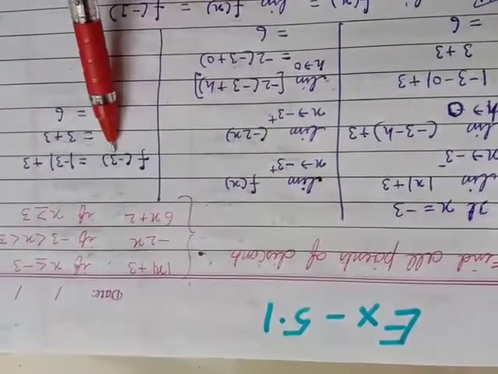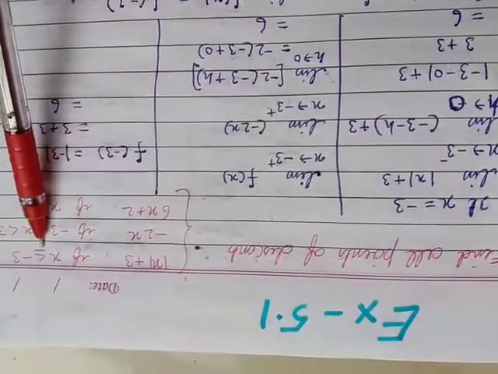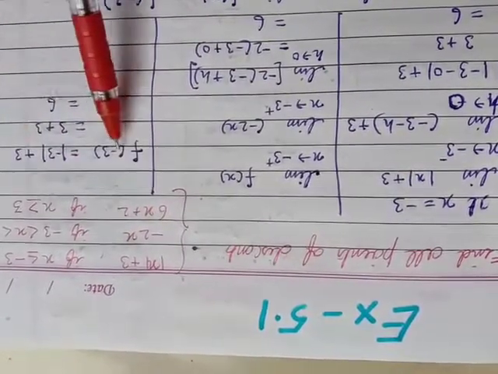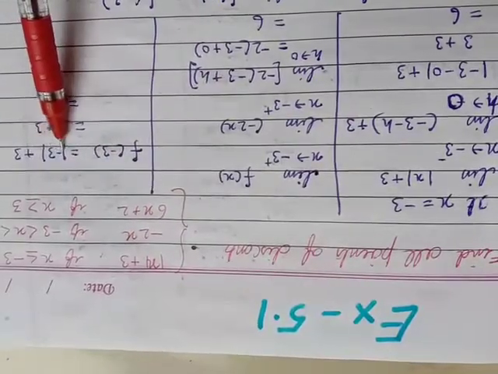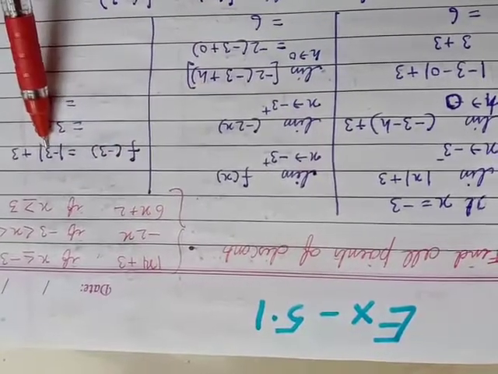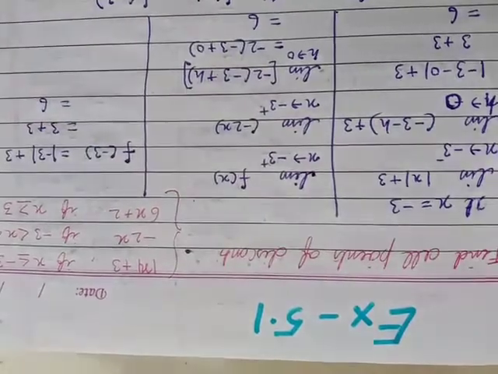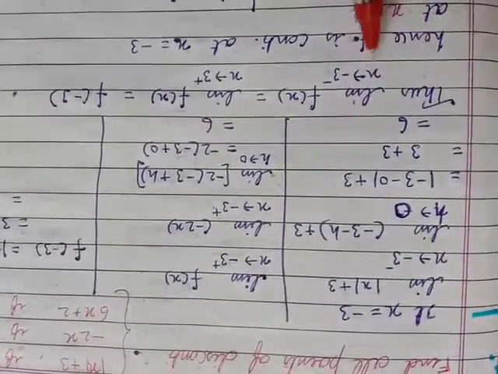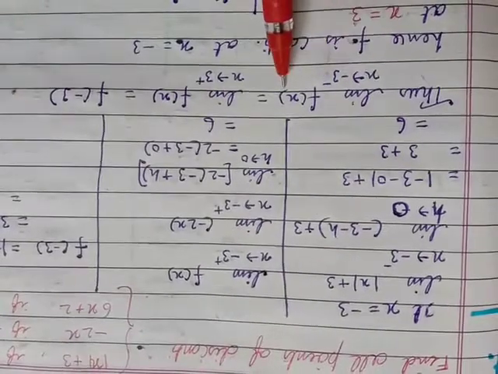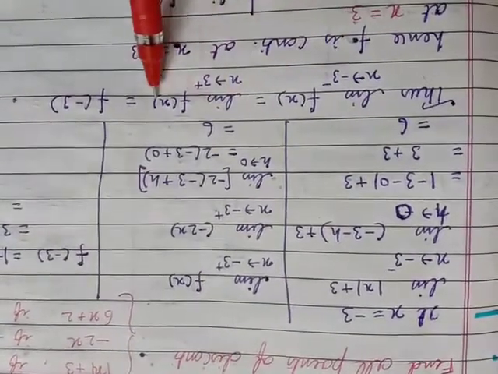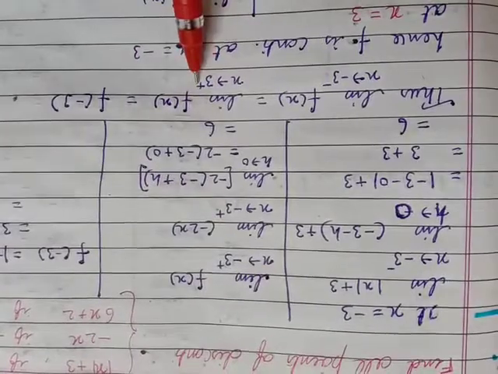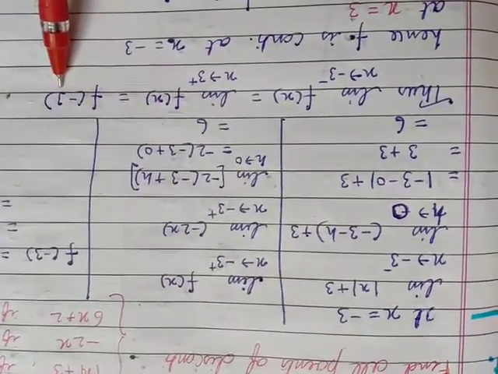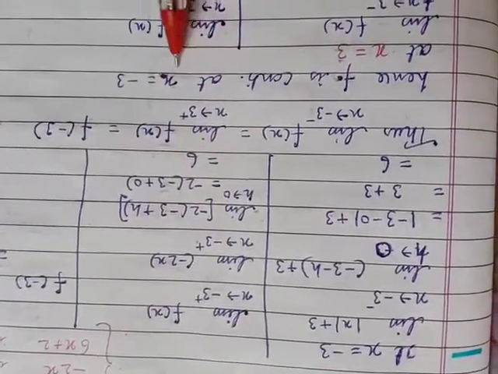The function at x equal to -3 is |x| + 3. So put x equal to -3: |-3| + 3. That is the absolute value, it becomes positive 3, so 6. Thus the limit x tends to -3 from the left, the limit from the right, and the value of the function at -3 are all equal. So it is continuous. Hence the function is continuous at x equal to -3.